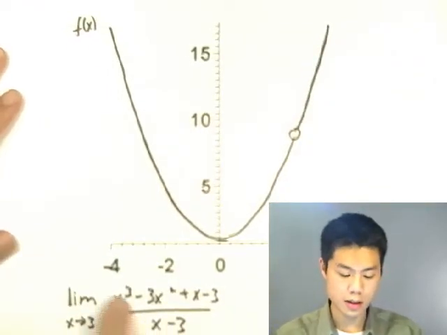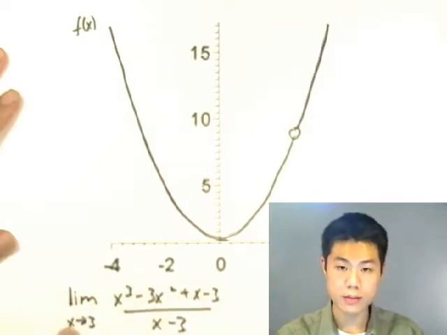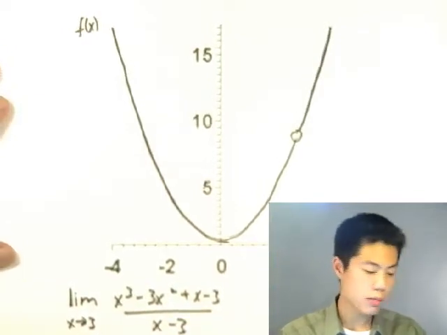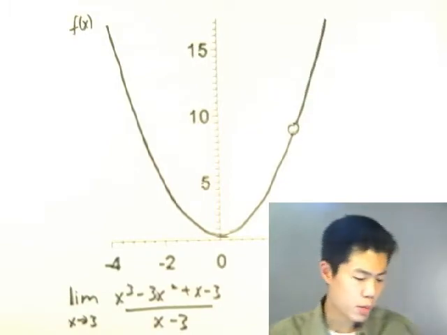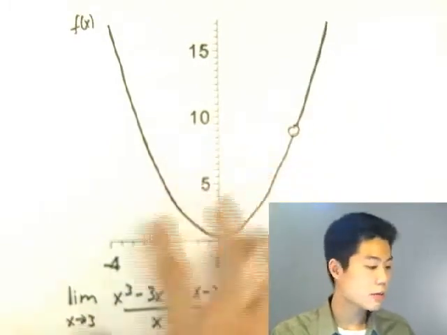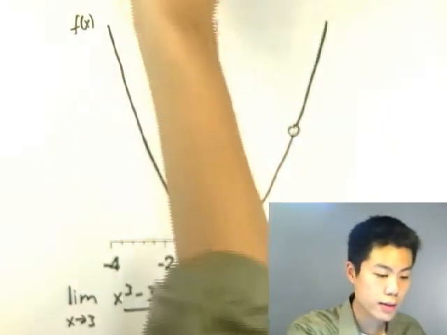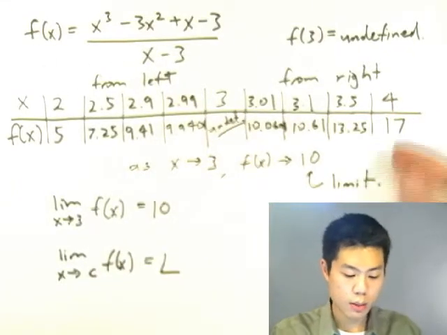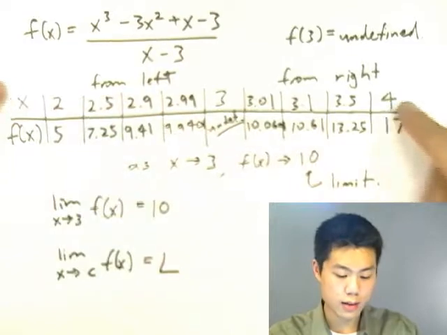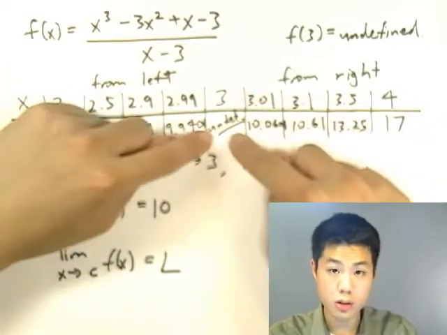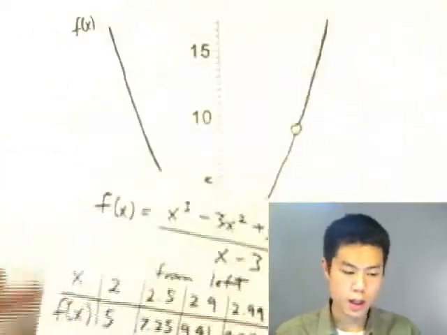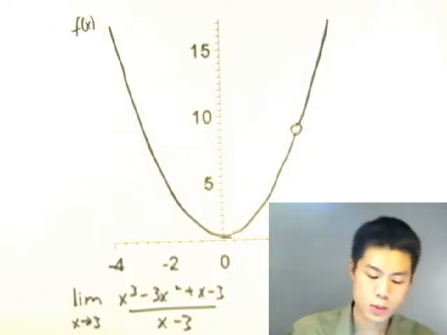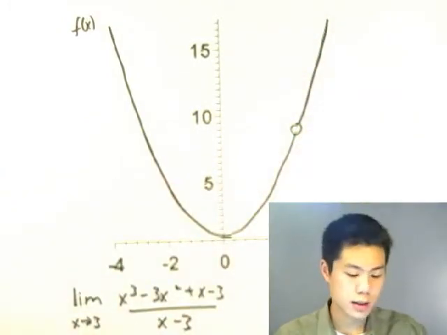This is the notation that we use right here. So let's do another problem that's going to be easier. Remember that with this problem, how we solved it was we drew a table. We saw that f of x approaches 10 from both sides, and we also drew a graph, which confirmed our findings.